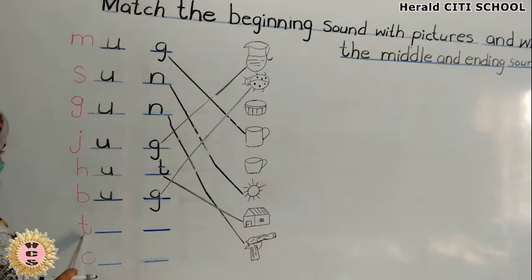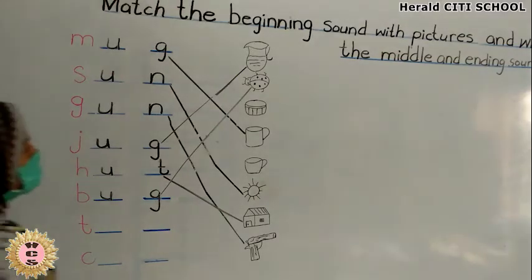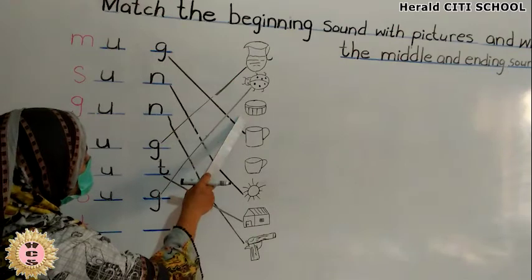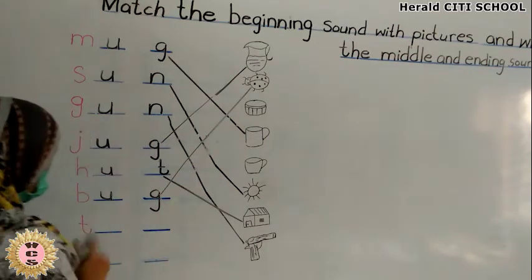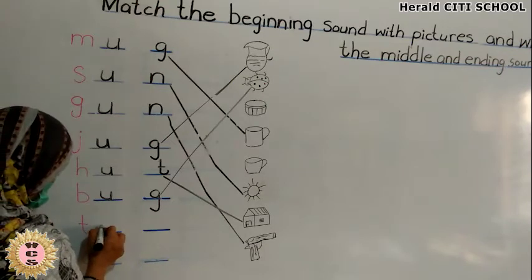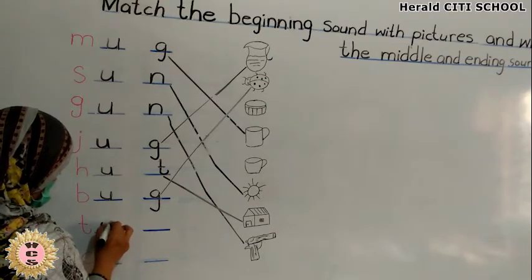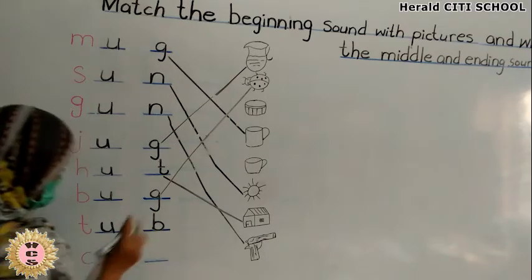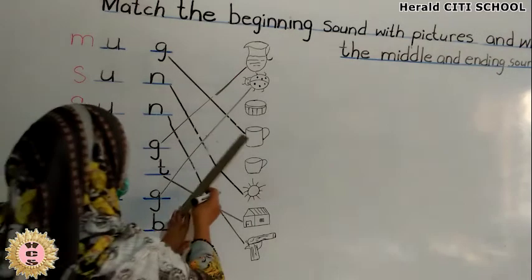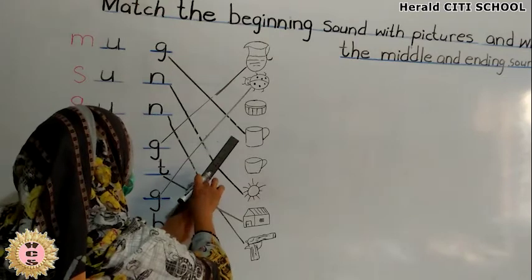Which sound is this? T. What is this, children? Yes, this is tub. And the spelling of tub is T-U-B, tub. Now we will match the spelling of tub to the picture of tub.